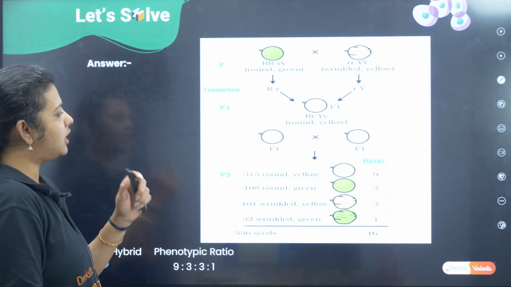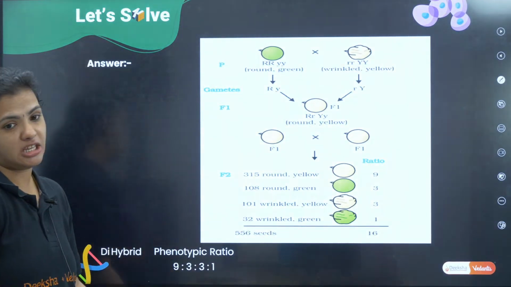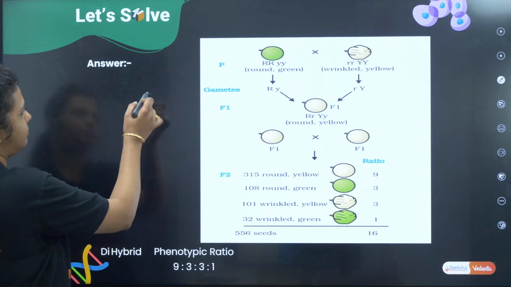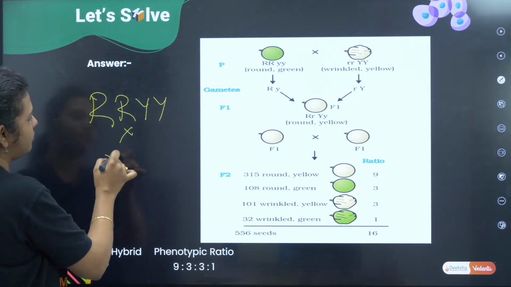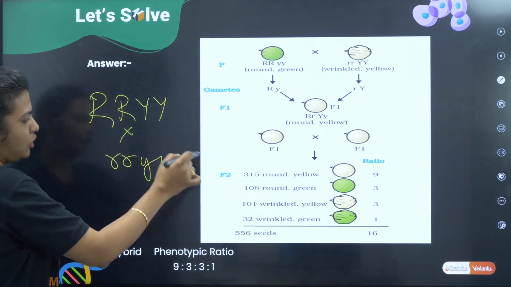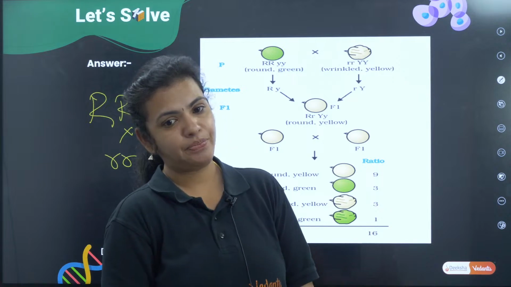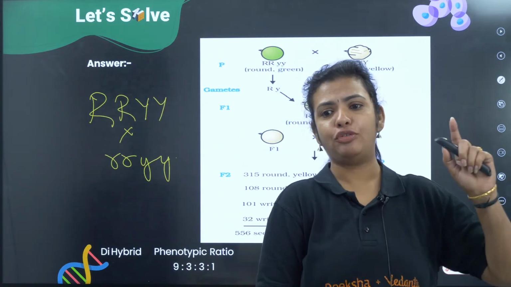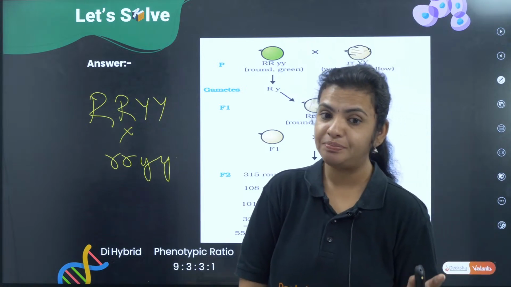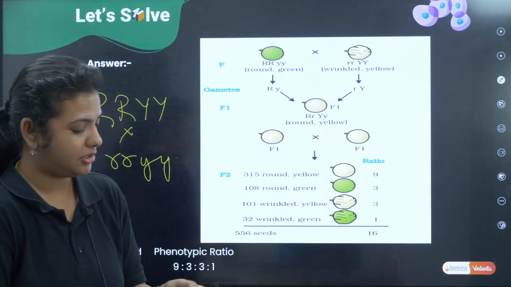And for the dihybrid cross, it is going to be 9:3:3:1, where you show round yellow crossed with wrinkled green. Kindly practice both these crosses as I told yesterday. Definitely one of these will be asked, because if you look at the previous year question papers, this question is repeatedly asked. Kindly practice the two crosses, children.